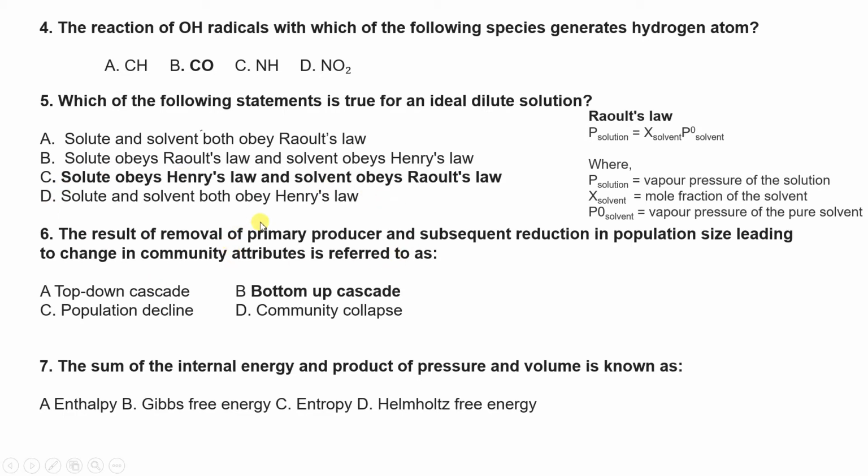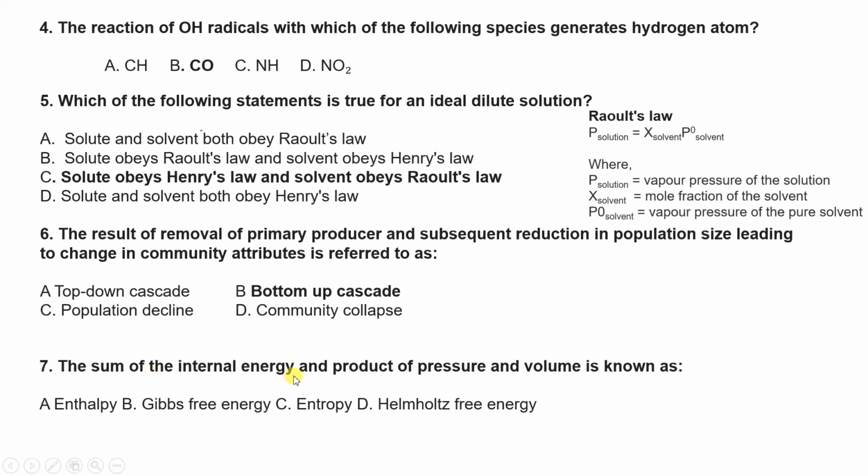This total phenomenon, that is removal of primary producer from an ecosystem, refers to bottom-up cascade, and top-down cascade refers to consumption of secondary consumers by predators. If predators consume a lot of secondary consumers, it will also change the community structure. So that phenomenon refers to top-down cascade. But in this case, since primary producers are getting reduced, the answer is bottom-up cascade. Let's move into question number 7.